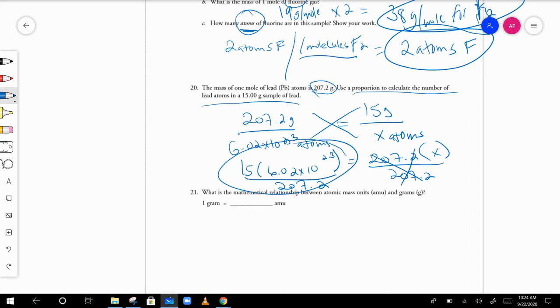What is the mathematical relationship between atomic mass units and grams? So 1 gram equals how many AMU? Well, 1 gram equals 6.02 times 10 to the 23rd AMU, because there's 6.02 times 10 to the 23rd AMU in 1 gram, so 1 AMU is just the reciprocal of that.